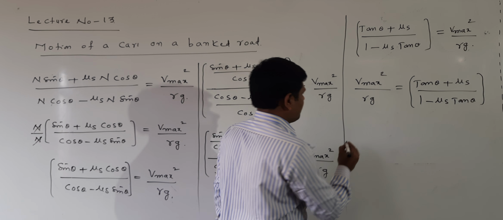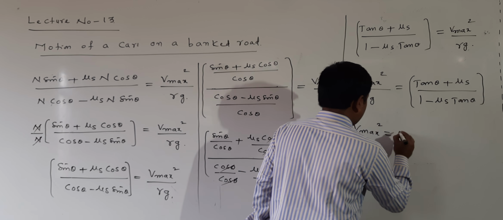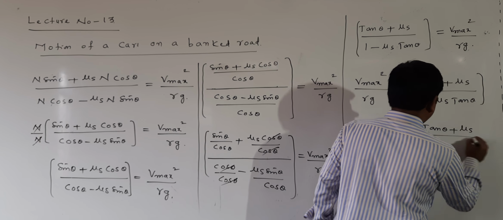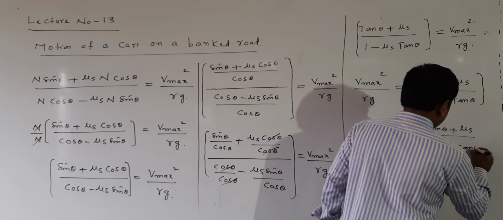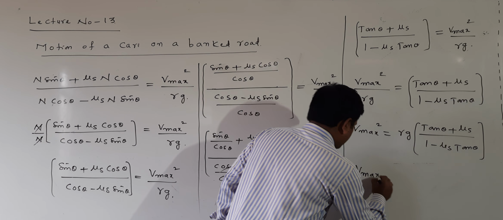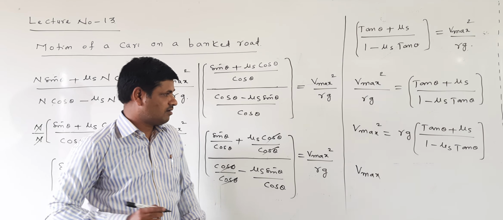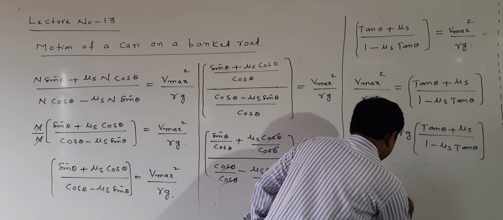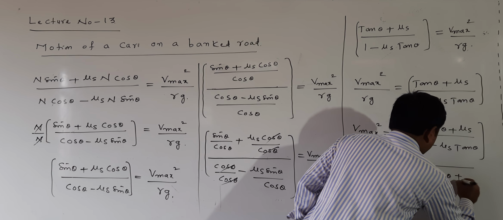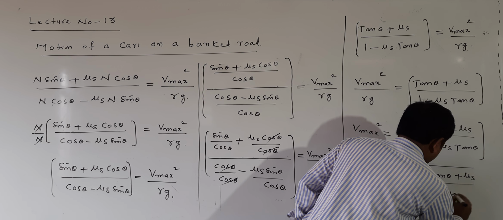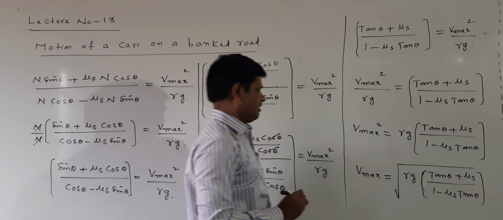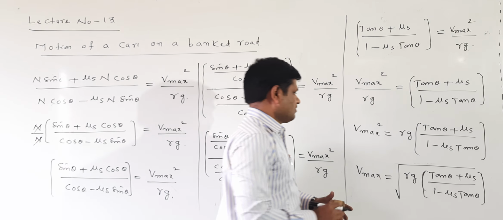Now Rg take outside. Now V maximum square is equal to Rg into tan theta plus mu s by 1 minus mu s into tan theta. From this we find the maximum velocity, the maximum safe velocity of the car. V maximum is equal to the square root of Rg into tan theta plus mu s by 1 minus mu s into tan theta. This value we are getting here. Now this is the maximum safe velocity of the car.